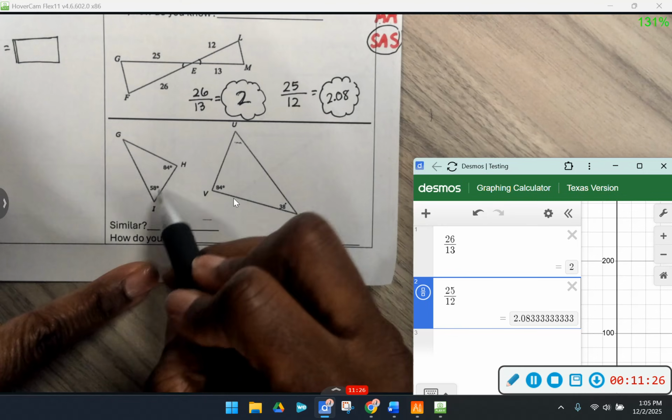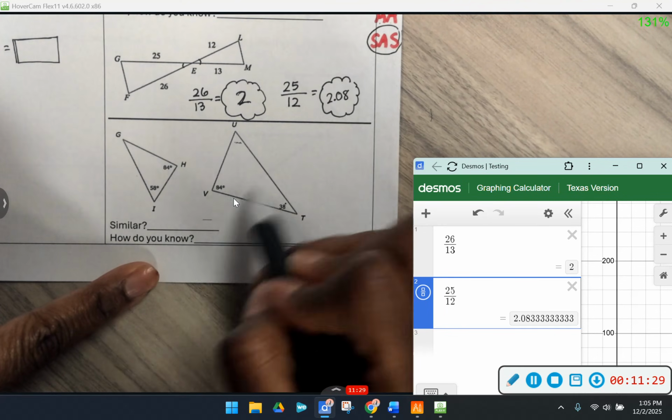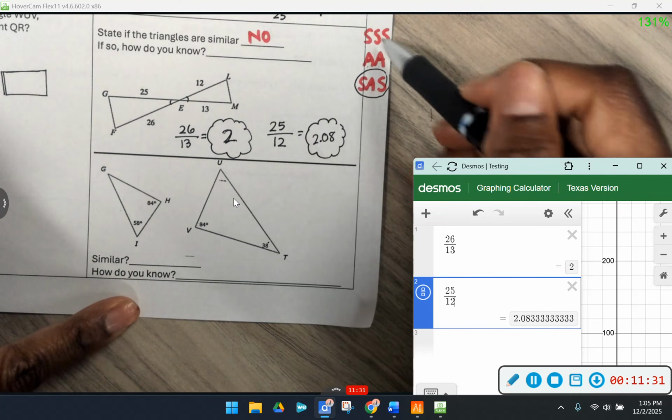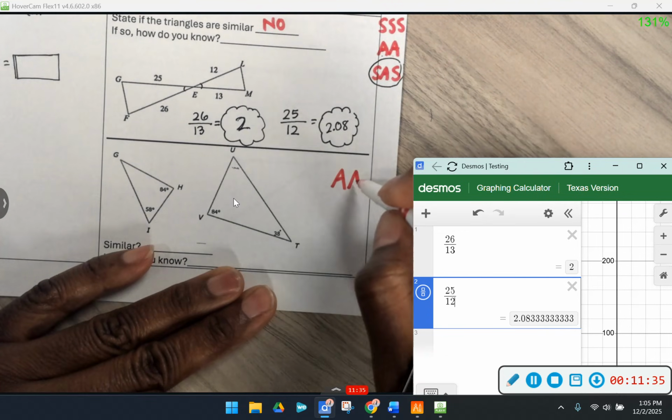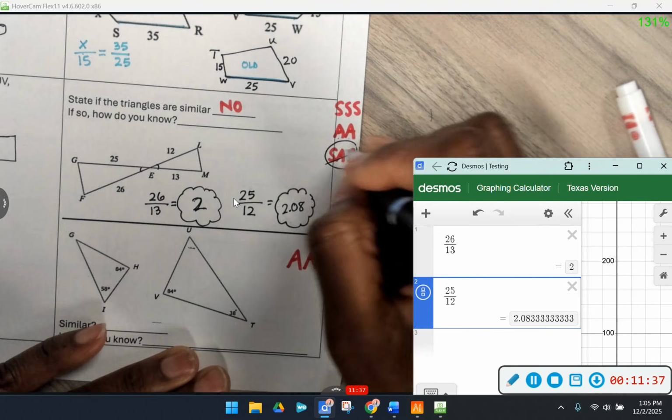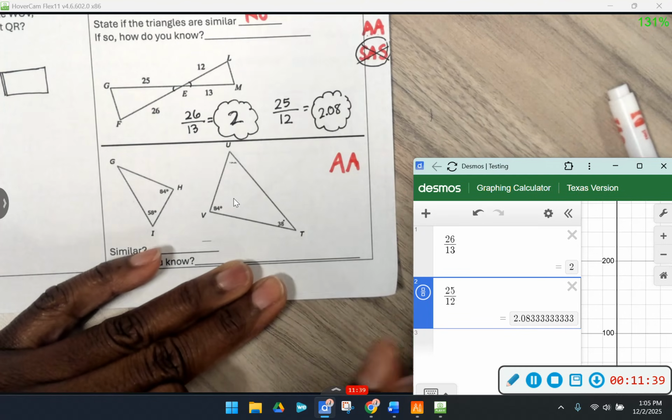Now, this one, it looks like it doesn't give us any sides. So we can't use anything that has a side. So let's try to use angle, angle for this one. Let's try to use angle, angle. Remember, this one didn't work. Sorry, I should have crossed that out. We're going to try to use angle, angle.